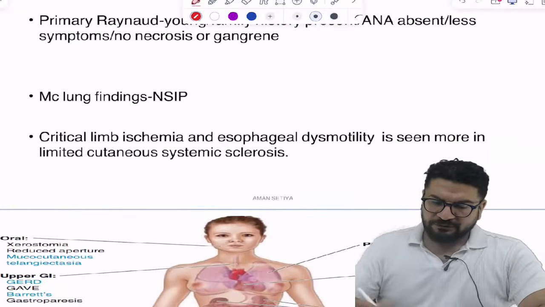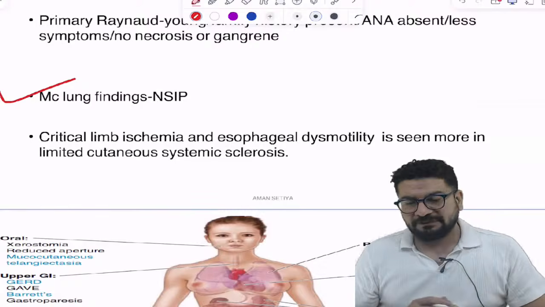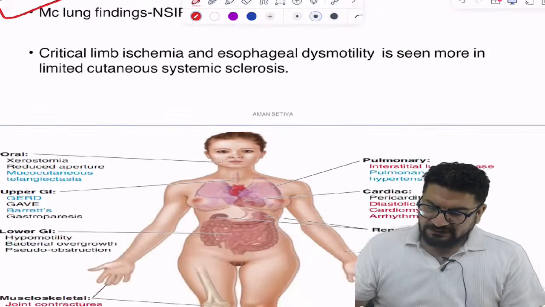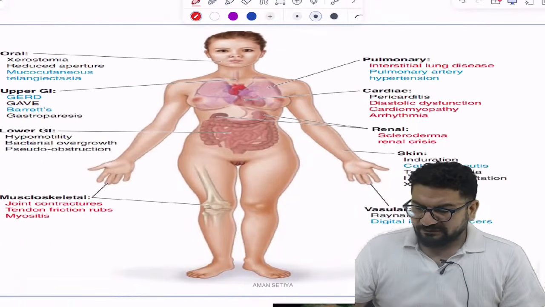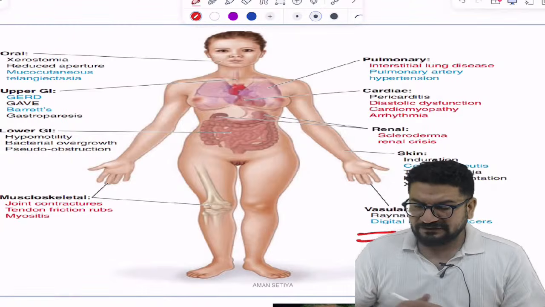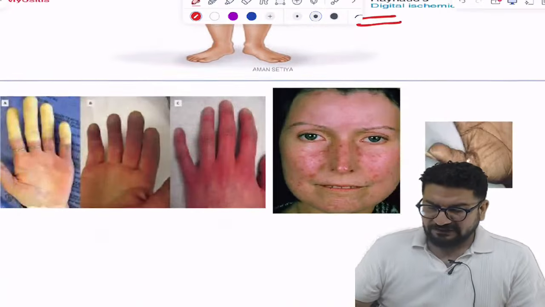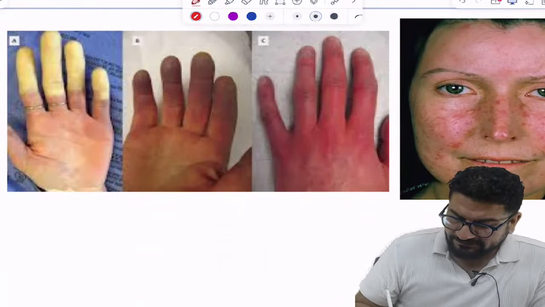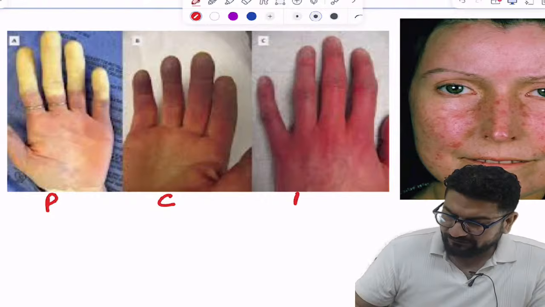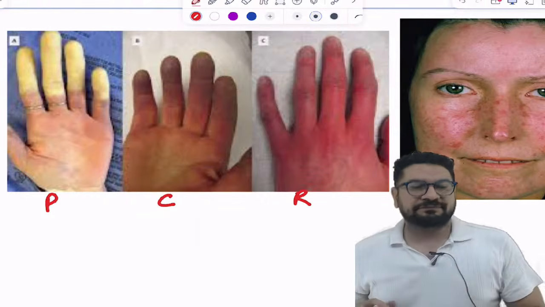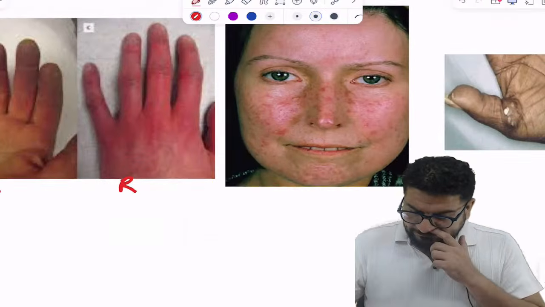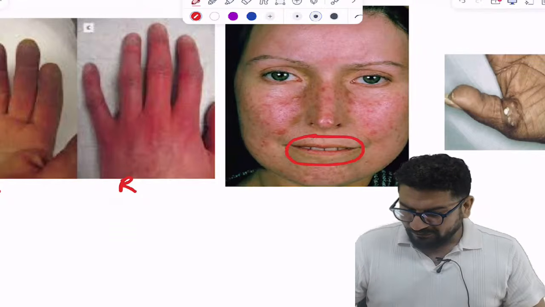Okay, now look at this. The most common lung finding will be non-specific interstitial pneumonitis. Then these are some other findings you can notice. There will be Raynaud phenomenon, you can see digital ulcers, you can see scleroderma crisis. But what they ask in your exam is this color change sequence in Raynaud. So let's look at this. P means pale, cyanosis, red. We call this PCR. White, blue, red. Pale, cyanosis, red. Then you can see there will be microstomia, a small opening of mouth.